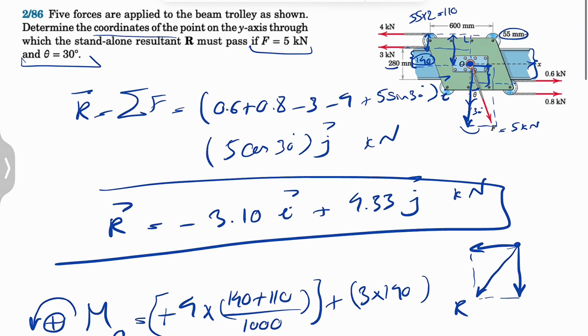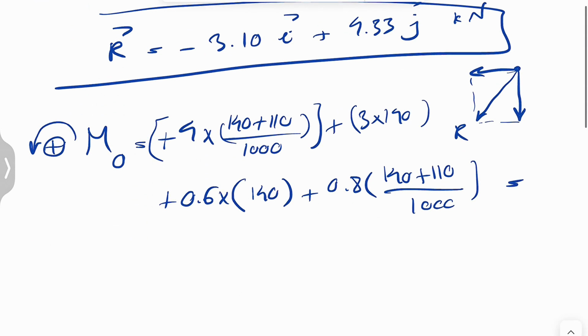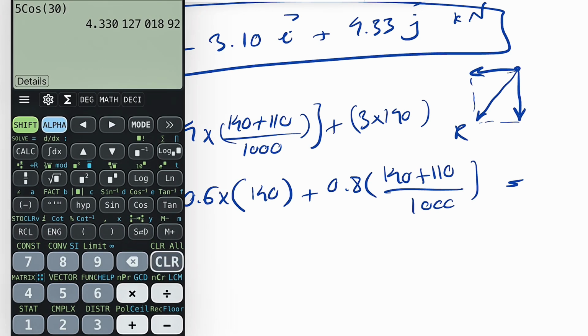And since F is passing through the point, it won't make any moment, so all we need to do is just calculate this value, and that's going to give us the moment. So 4 times 140 plus 110, which is 250, so 0.25, plus 3 times 140, plus 0.6 times 140, plus 0.8 times the same thing, 0.25. Oh, I forgot, these all need to be divided by 1000.